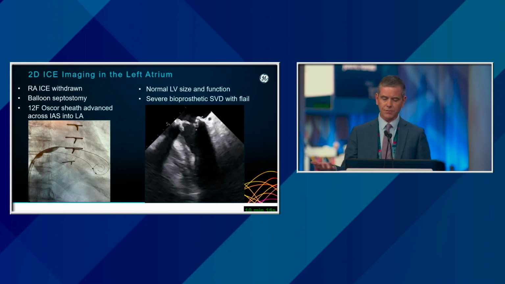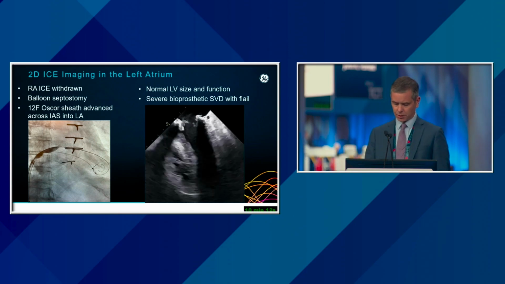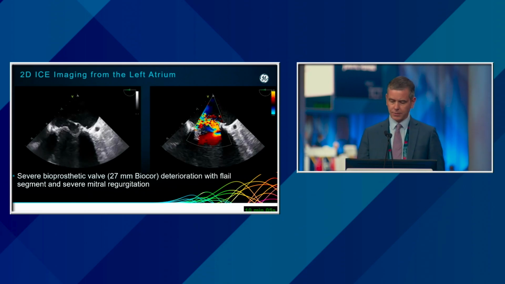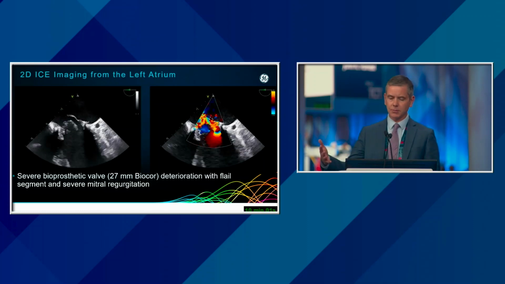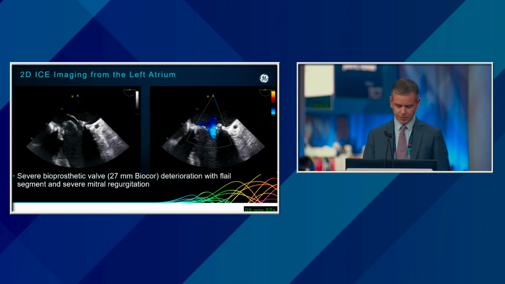And you can see the beautiful pictures we get with normal LV size, normal LV systolic function. We've defined the severe structural valve disease with the flail. Now again, as we hone in on that, you can see our 2D imaging here with and without color is very similar to what we got for evaluation from the TEE that was pre-procedural.